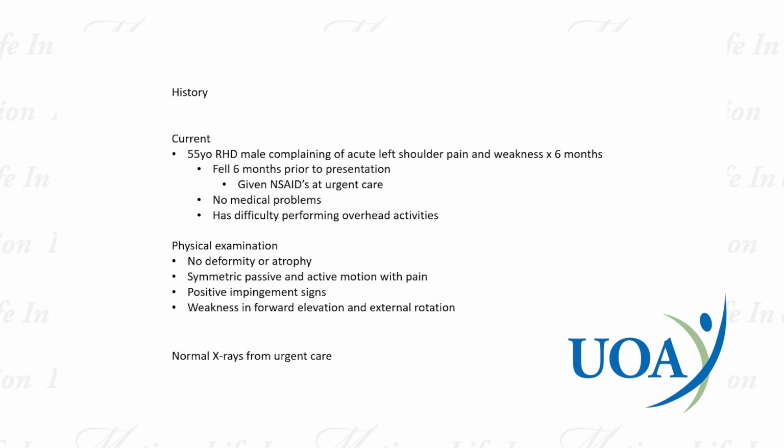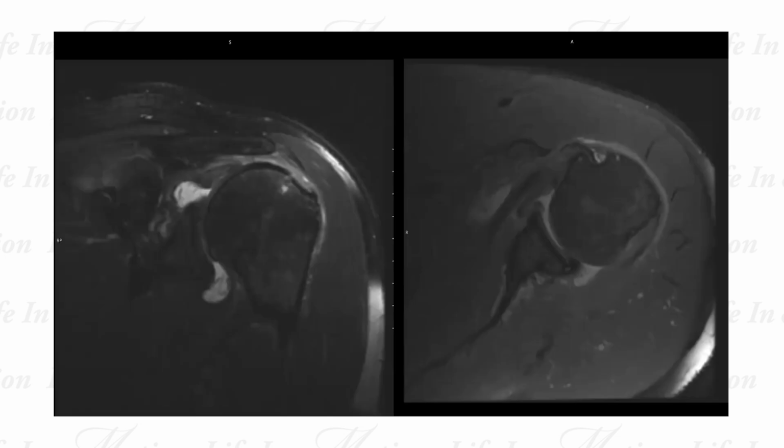Sure. Well, the stars aligned and we got an MRI. So here we are. We are looking at two images from the patient's MRI. This is the left shoulder. So this is the humerus or the arm bone here. And this is the ball on top of the humerus. This is the socket known as the glenoid. So it's a ball and socket joint.